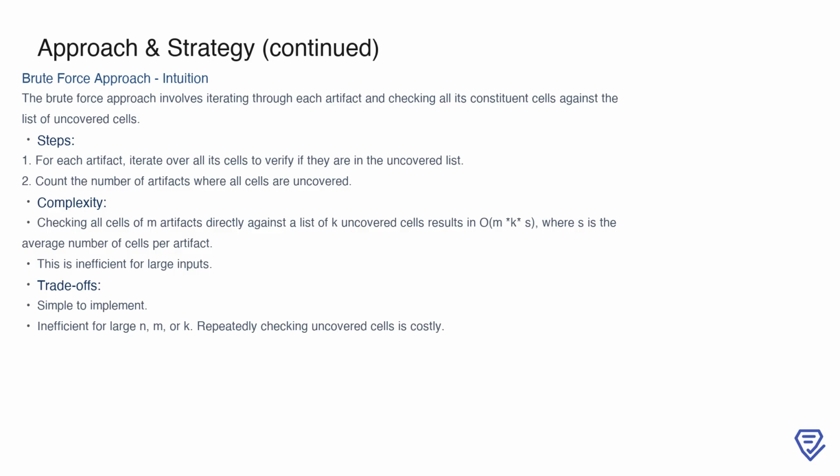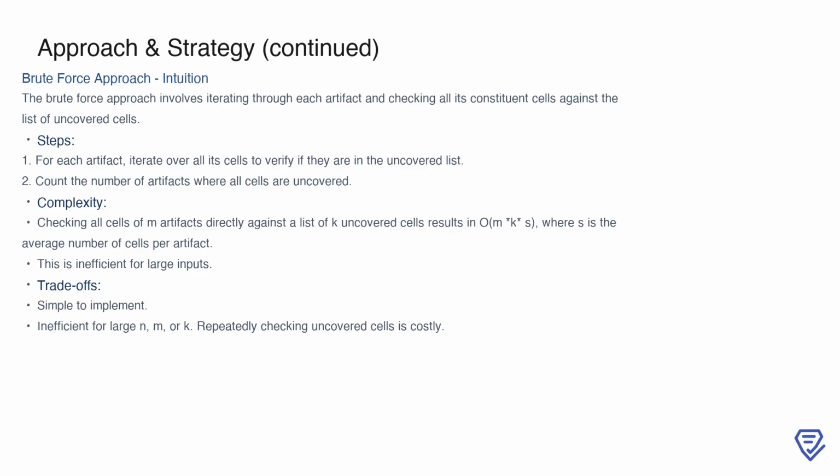The intuition here is simple. For each artifact, we can iterate over all the cells it occupies and check whether each cell is present in the list of uncovered cells. To count the number of fully uncovered artifacts, we repeat this process for all artifacts. However, this method has significant drawbacks. Suppose there are m artifacts, and each artifact has an average of s cells. Checking all these cells against a list of k uncovered cells results in a time complexity of O(m*k*s).